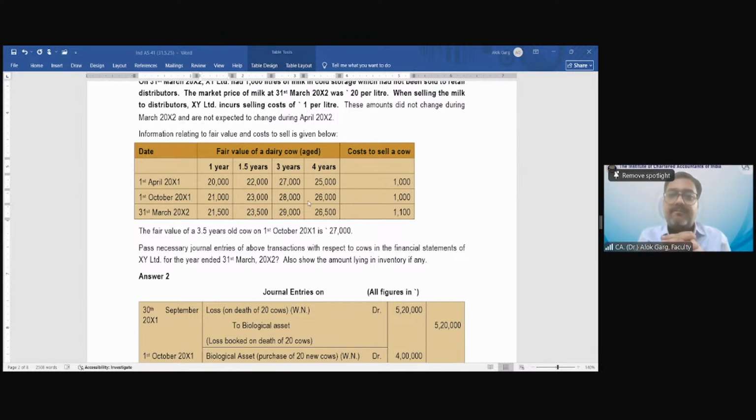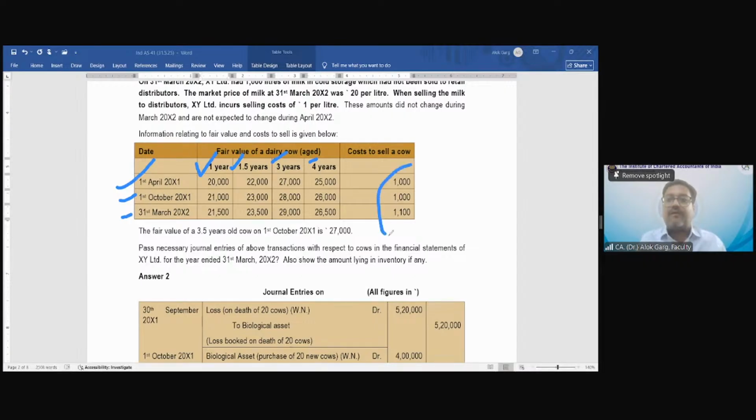Sorry. Yes. Because the cow which was purchased was 1 year old, it becomes 1.5 years. The cow which was 3 years old becomes 4 years old on the reporting date. So the fair value is given for all the dates: 1st April, 1st October, 31st March, right?